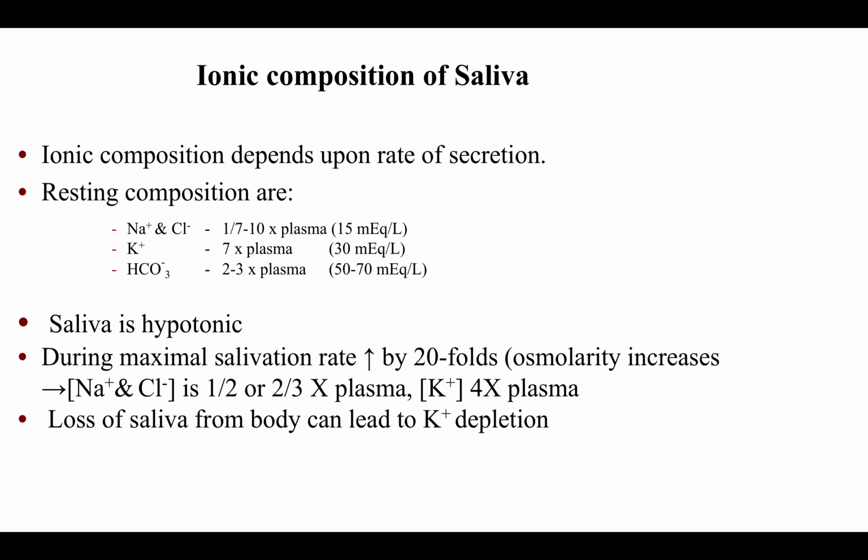During maximal salivation, when there is an increase in the salivary secretion, this rate could be increased by 20 times, and this will result in changes in the ionic components of the saliva, increasing the osmolarity. So the sodium and the chloride ion concentrations will be about 1/2 to 2/3 of the plasma. The potassium concentration will be reduced, so this will come from 7 to 4 times that of the plasma. And it's important to know that loss of saliva from the body can lead to hyponatremia or potassium depletion.